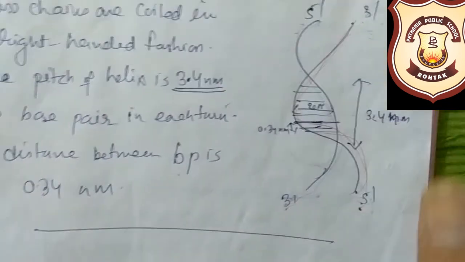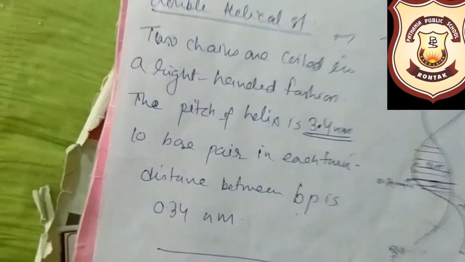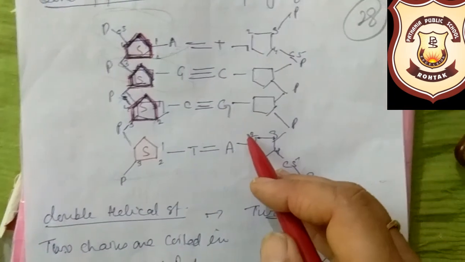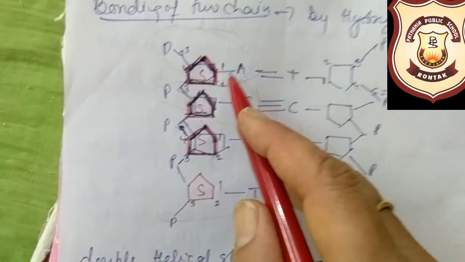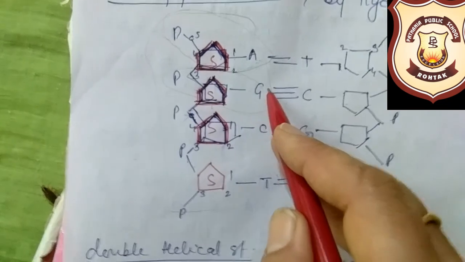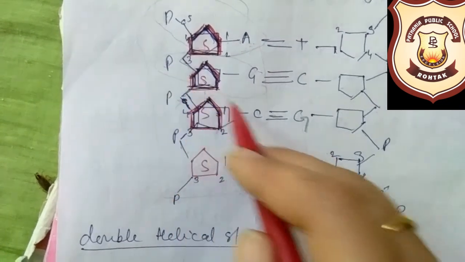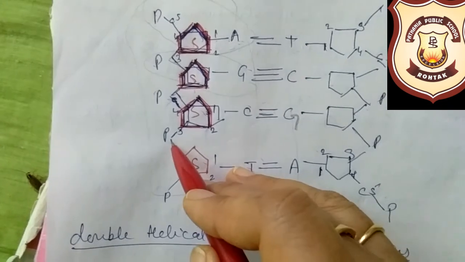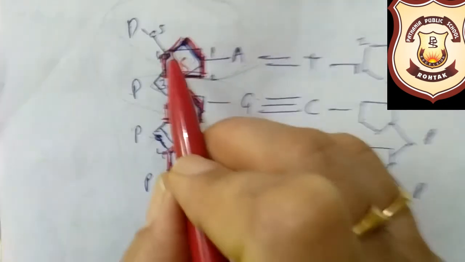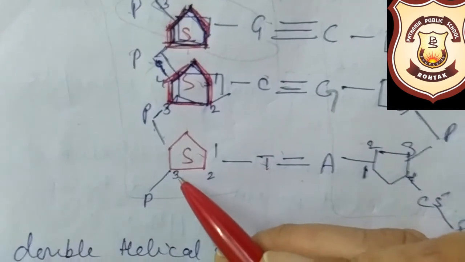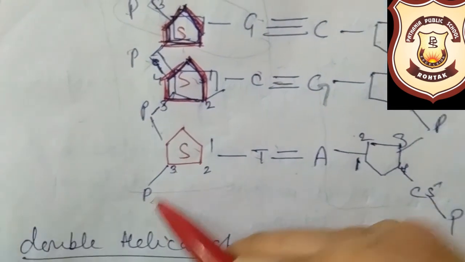In this diagram I have drawn both the helices. This is nitrogenous base, sugar and phosphate, one nucleotide. Guanine, sugar, phosphate, another nucleotide. Cytosine, sugar, phosphate, the third one. Thymine, sugar, phosphate, the fourth one. Here you can see the carbon present at the 5' position is free. Here you can see the phosphate present at the 3' carbon position is free. Okay, so its polarity is 5' to 3'.